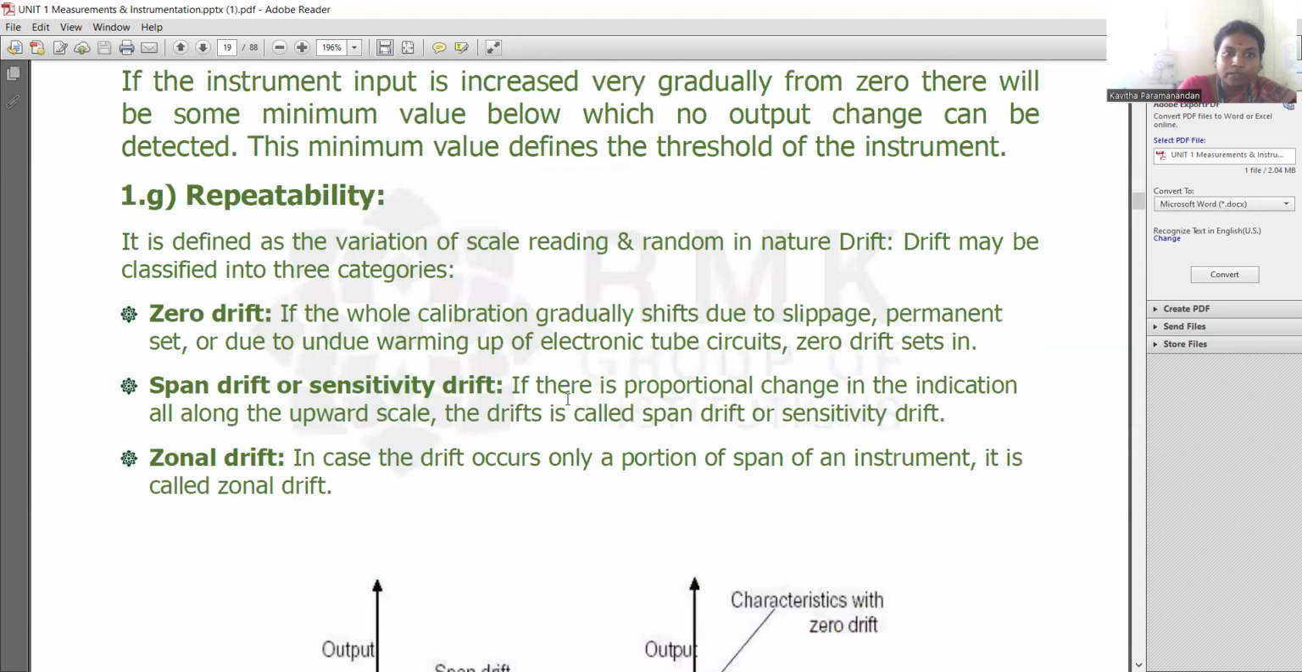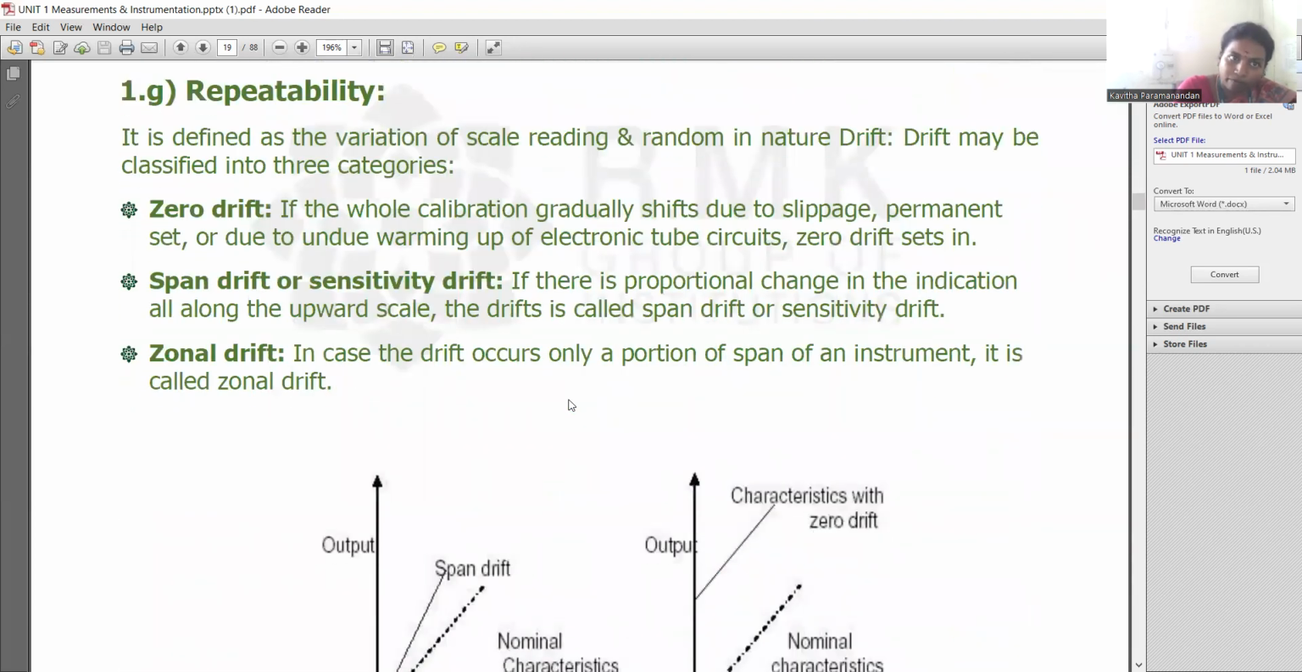And repeatability: the same instrument may be used for any number of experiments or for 10 to 20 readings. It still should have the ability to show the accurate values.